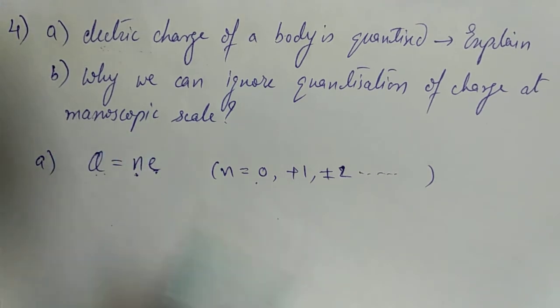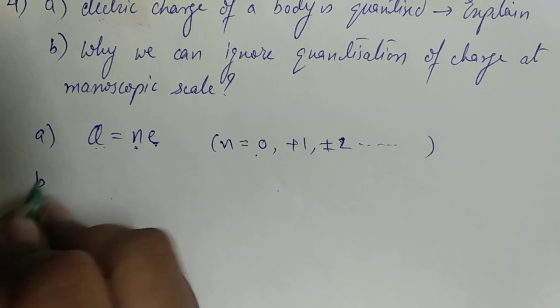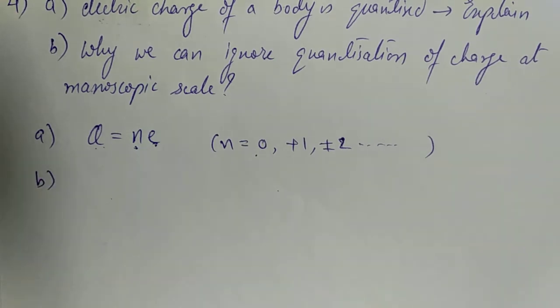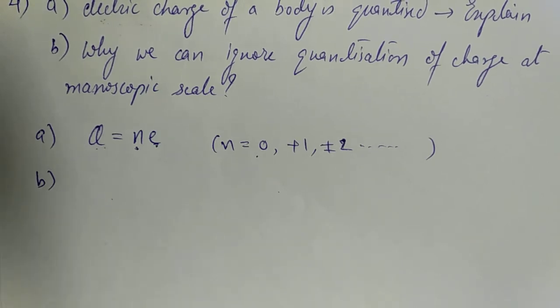At macroscopic scale, the number of electrons present in the system will be very high. Suppose the system has only, let's consider, 1000 electrons. So if we remove one electron or if we add one electron, 1000 minus 1 or 1000 plus 1 does not make any sense.